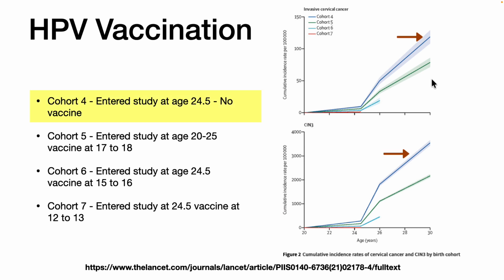In the control group, cohort 4, you see a typical rise in cervical cancer over time as they get older. In cohort 5, this has been decreased because of the people that got the vaccine before they were sexually active and prevented infection with HPV. And as the ages got younger and younger, this has become more and more effective. It sure looks like cohort 7 is going to have almost no incidence of cervical cancer, which is a great thing.